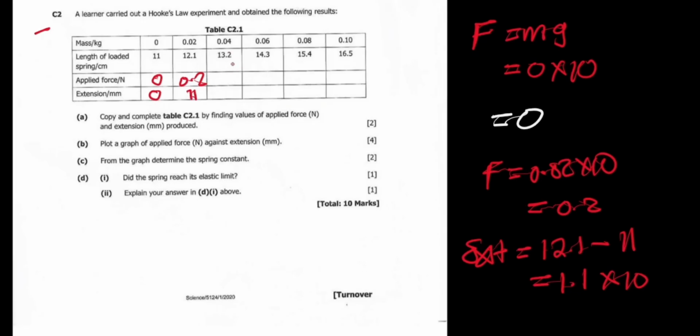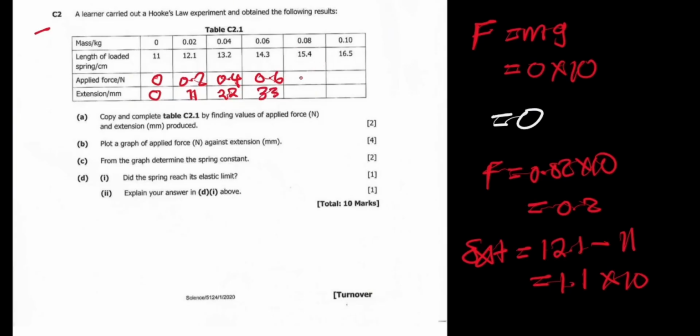Now you can do the same for the second one. This is 0.04 times gravity, which is 10. So we are going to get 0.4. And this 13.2 minus 11 for the extension is going to give us 2.2. Now 2.2 into millimeters should be multiplied by 10, which is going to give us 22. And the same is true at this particular point. The force is going to be 0.06 times 10. It's going to give us 0.6. And the extension is 14.3 minus 11, the original, which is going to be 3.3 times 10 into millimeters. It's going to give us 33.